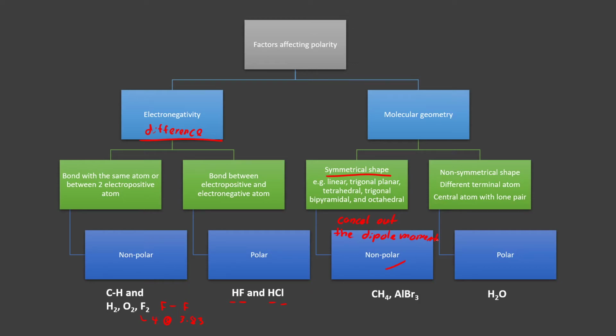Okay, kalau shape tu non-symmetrical, which is kalau ada lone pair. So instead of tetrahedral, now... Okay, contohnya macam ni, contoh this is fluorine. So now it is polar sebab dia dah tak boleh nak cancel out each other. Alright.